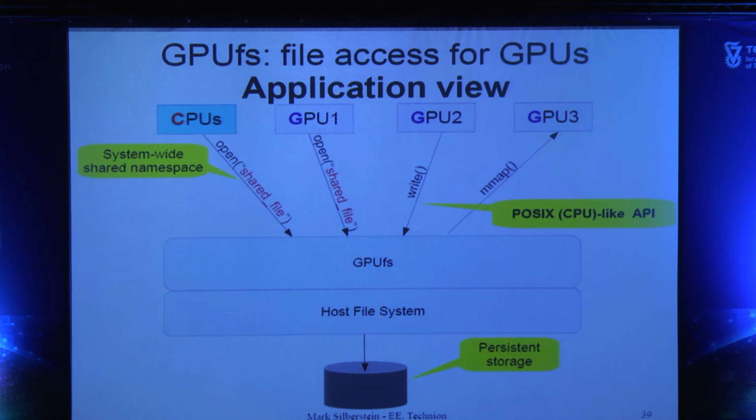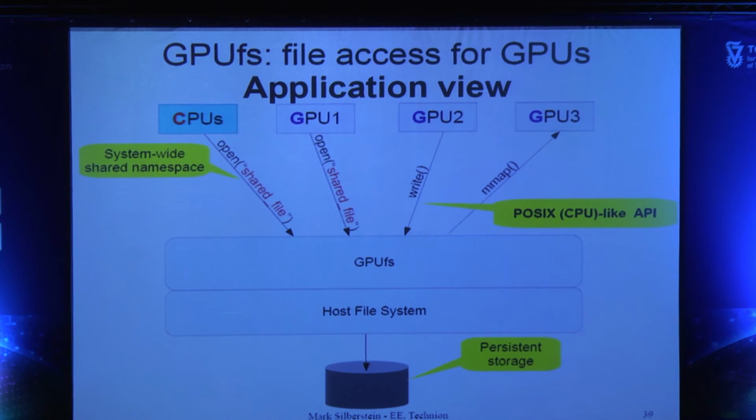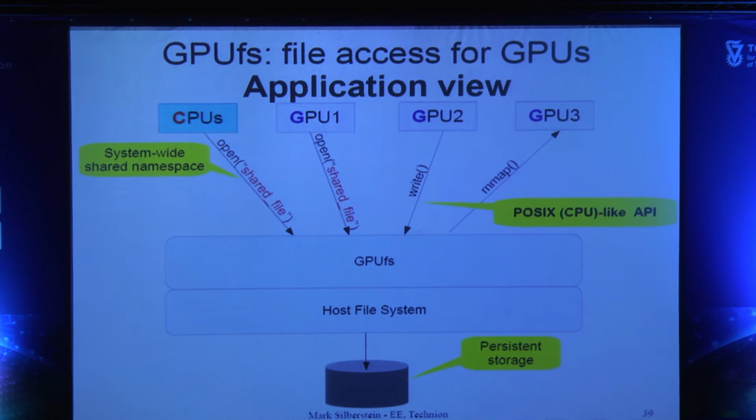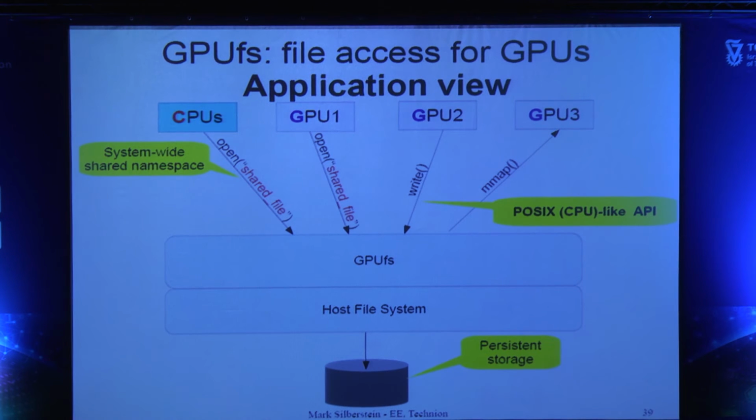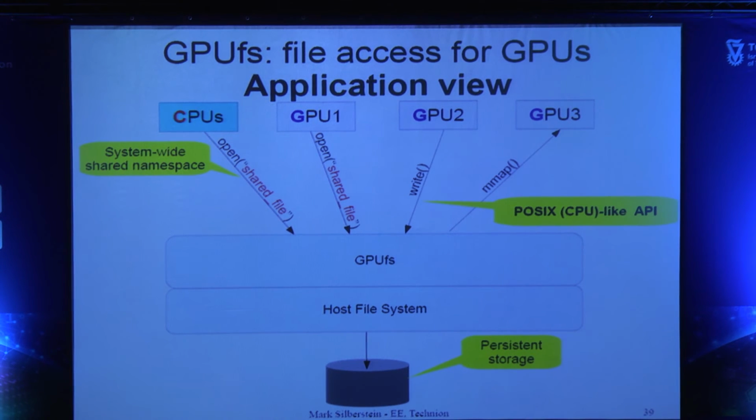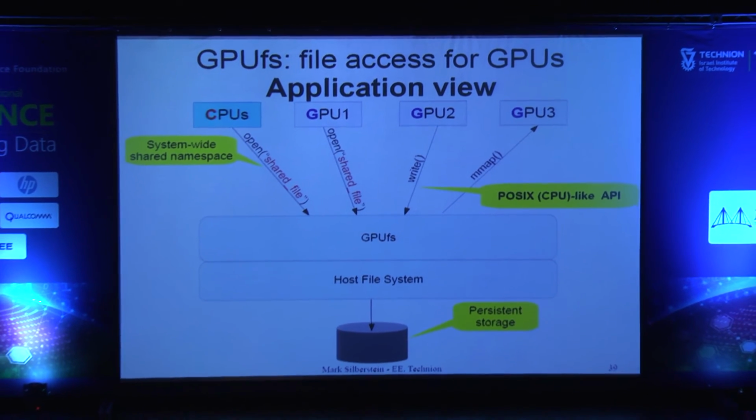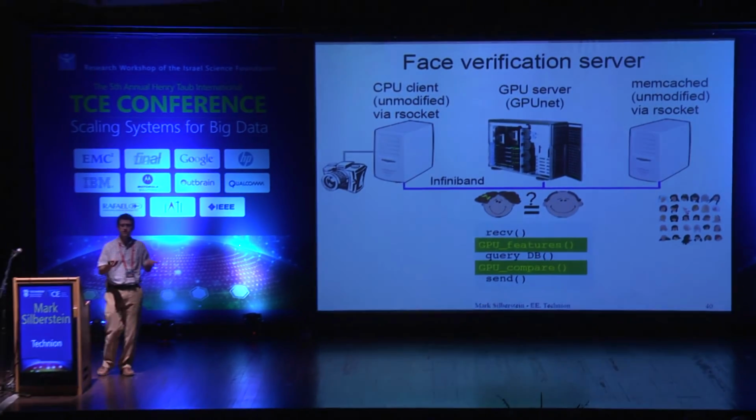Now, networking is just one point in this nice picture. Another point is the file system, and I'm only touching very briefly on the file system interface that we built. As you can see, from the application perspective, all the CPUs and GPUs have access to a file system, and they also have a system-wide shared namespace, so a GPU can open a file and update it, and the CPU will see the updates. There is a POSIX-like API and access to persistent storage, so everything that you would expect from normal file system support.